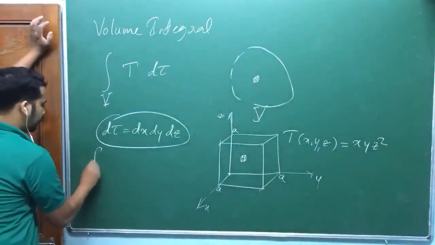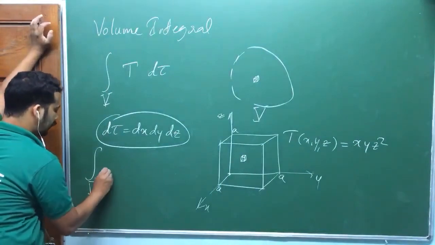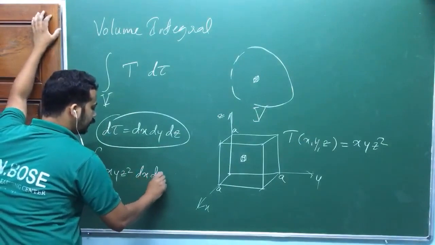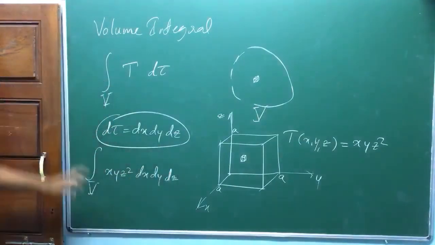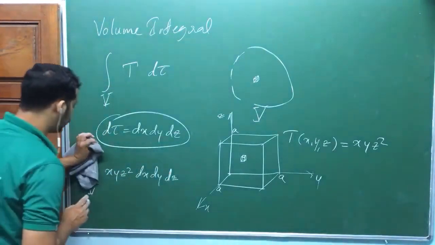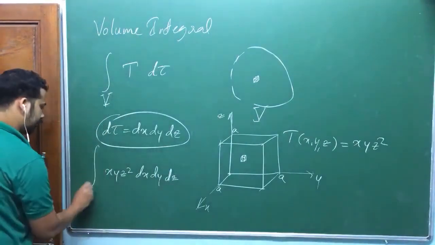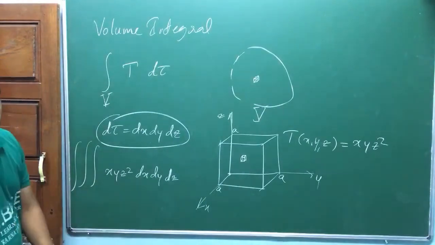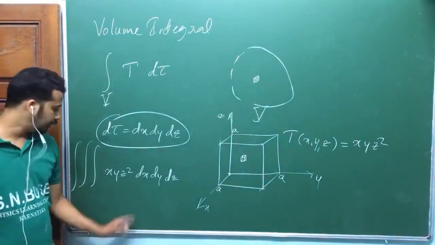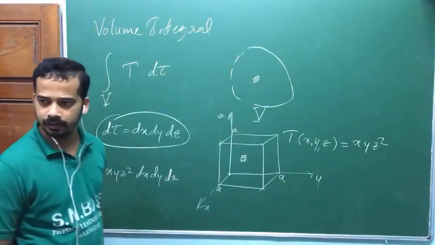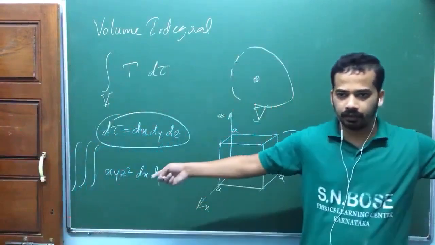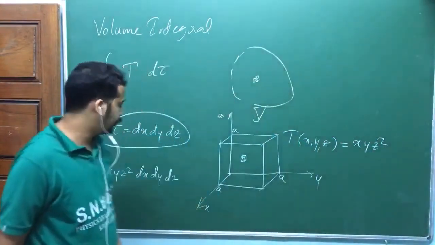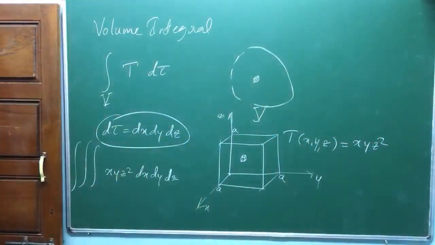Then how do you do this volume integral? Volume integral of x, y, z square into d tau. What is d tau? dx, dy, dz. Actually, it's a triple integral, but we write only one integral symbol. So after writing these things, you have to write three integrals. Now, how do you take the x, y, z range? You can do the triple integral in any order. Mathematics allows that. But what are the ranges of each of these x, y, and z? Tell me.